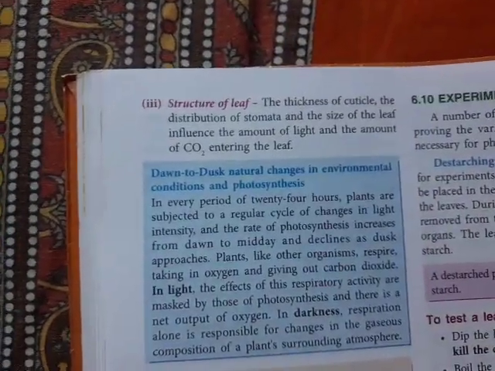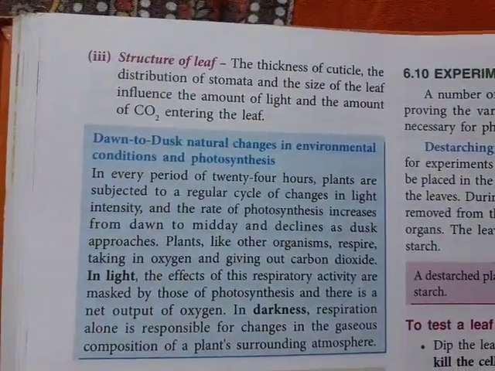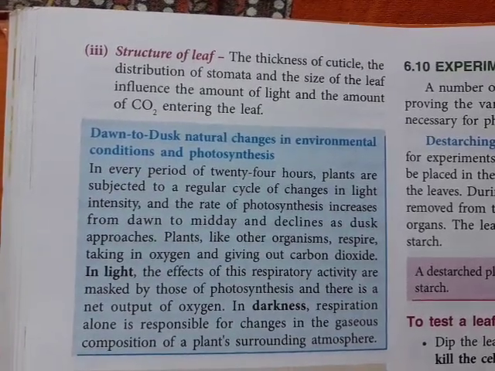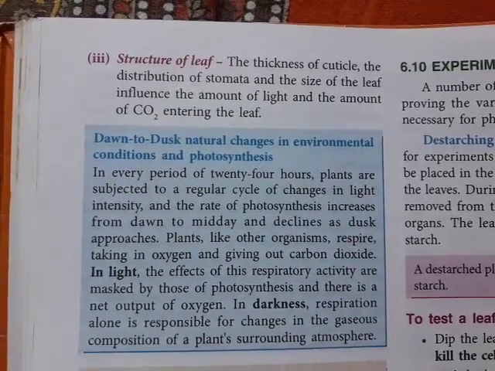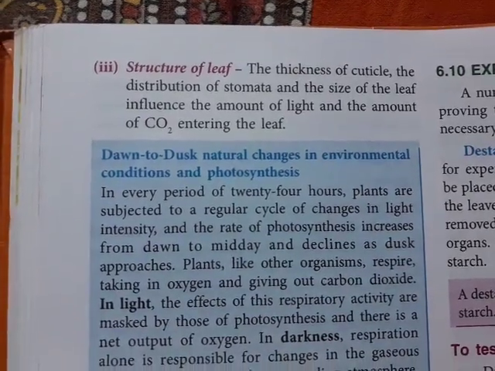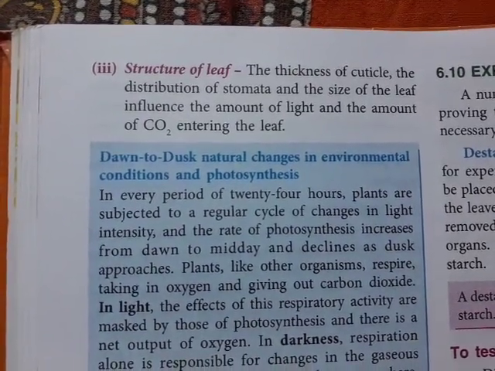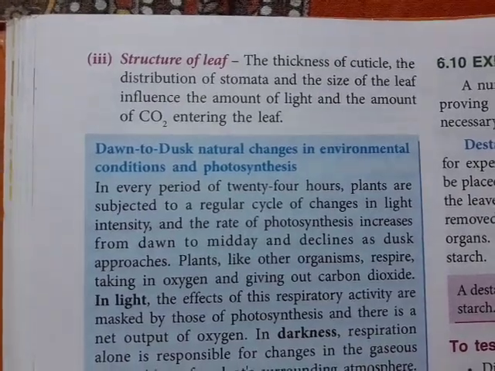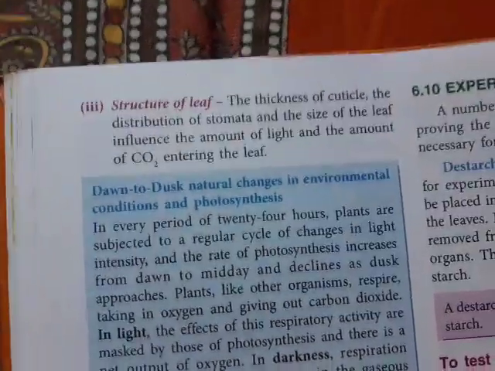Now the third point is the structure of the leaf, which is responsible. Structure of the leaf, that is the thickness of the cuticle, distribution of stomata and size of the leaf also influence the amount of light and amount of carbon dioxide entering the leaf. If the cuticle is thick, or stomata are reduced, or the size of the leaf is somewhat different, narrow, then again photosynthesis is reduced.